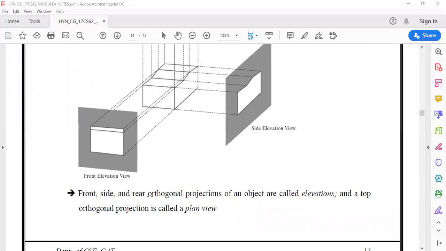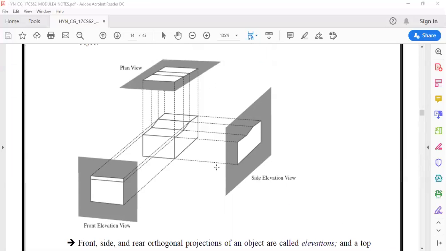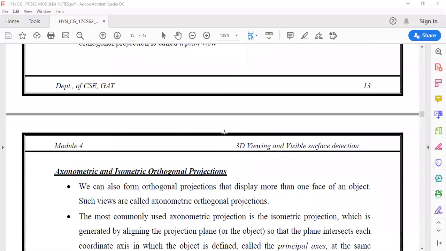The front, side and rear orthogonal projections of an object we call elevations, and the top orthogonal projection is called a plan view. So the front view, the side view and the rear view of an orthogonal projection we call elevations, whereas the top view of an orthogonal projection is called the plan view.